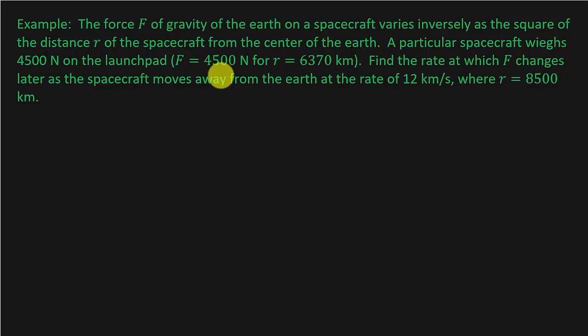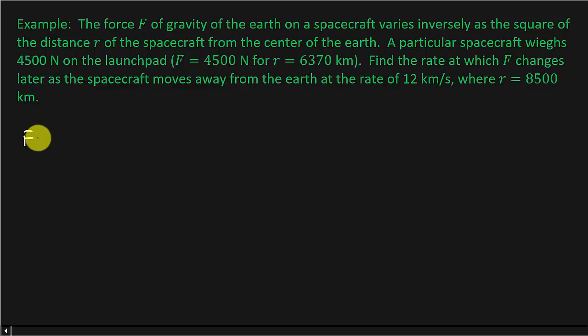All right, so that's a lot of information there. They give us a bunch of information, and we've got to figure out what to do with it. So the first thing we need to do is come up with our equation. It says the force F of gravity of the Earth on a spacecraft varies inversely as the square of the distance r. Varies inversely, the force does.